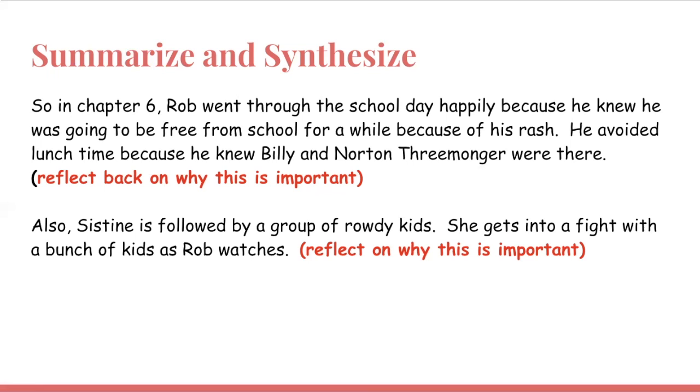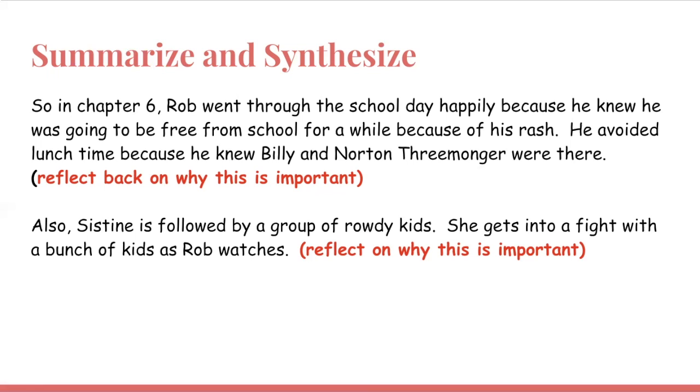Rob went through the school day happily, excited he was going to be free from school for a while. At lunchtime, he avoided the cafeteria because that's where Billy and Norton are. Oh, I know why. Those are the boys who are bullying him, right? We have to think back, like, why is he avoiding specifically those boys? We have to remember those are the ones who were bullying him on the bus. Okay.